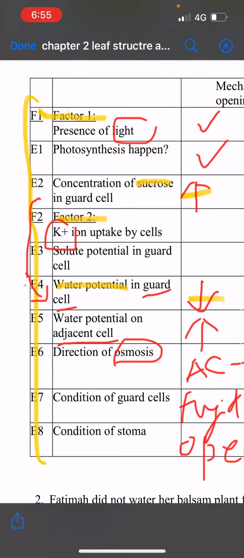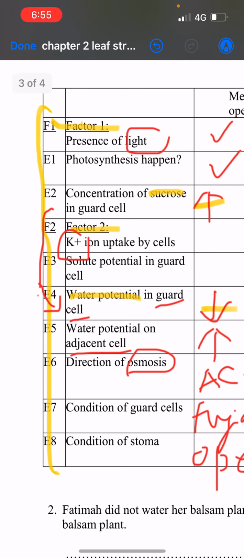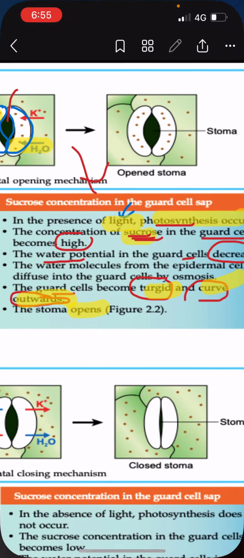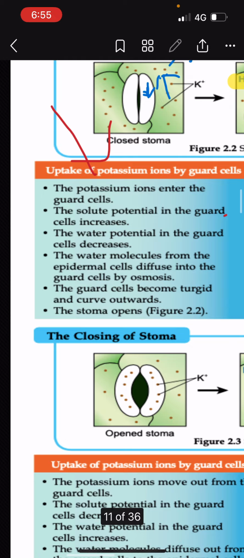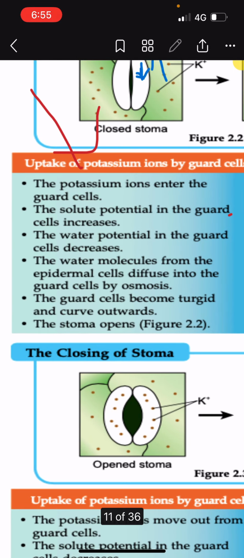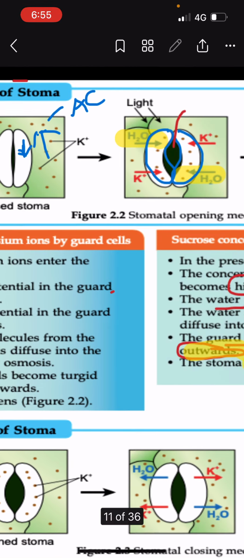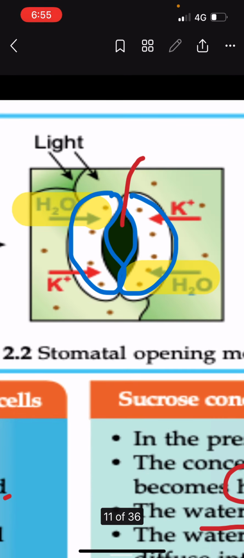Okay. Now let's look at the second factor, which is about the K+. Earlier the first one we talked about sunlight, now we want to look at the K+ ion. So we turn here, we scroll here. Okay, this is the second cause of why the guard cell can become turgid and curve outward, causing the stomata to open. Okay, look here at point number 1. Potassium ion enters the guard cell. So the potassium ion has entered the guard cell. Look at this picture, look at the red arrow. There is a movement of K+ ion entering the guard cell.